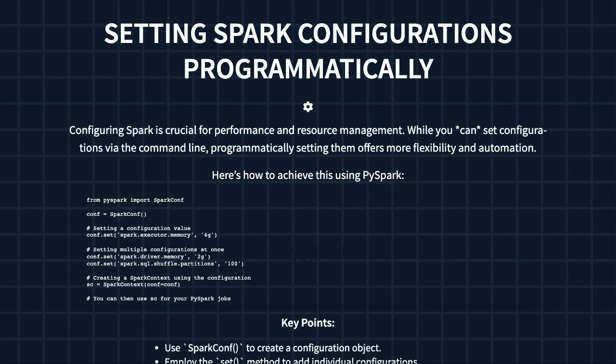Okay, let's talk about setting up Spark configurations within your PySpark code. It's really important to do this right to ensure your jobs run efficiently and use the resources you need. Instead of just specifying things in the command line when you launch Spark, we can programmatically configure it using PySpark. You create a Spark conf object, think of it as your central configuration hub. Then, you use the set method to add individual configurations, like how much memory each executor should have or the number of partitions for shuffles. You can even set multiple things at once. Remember, always pass this configured Spark context when initializing your Spark application, and you'll be good to go.